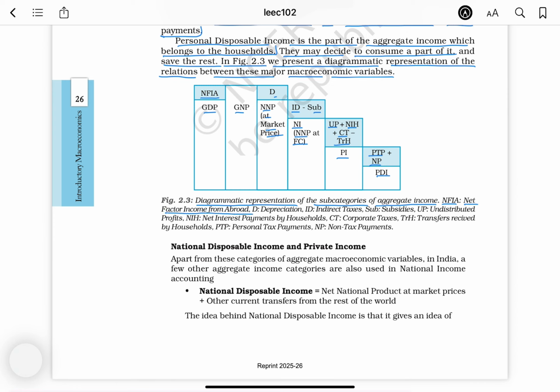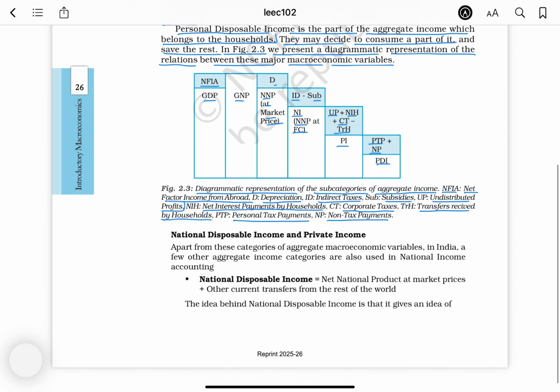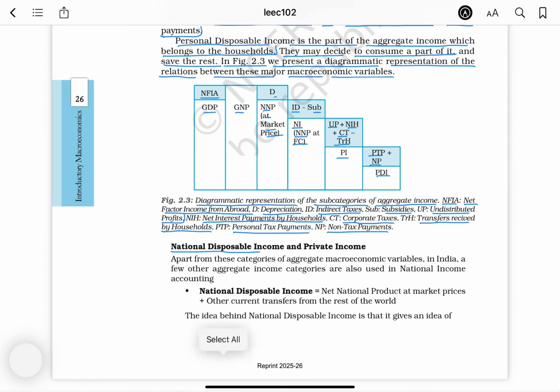NFIA is net factor income from abroad, how much income comes in from abroad. D is depreciation. ID is indirect taxes. Sub is subsidies. UP is undistributed profits. NIH is net interest payments by households. CT is corporate taxes. TRH is transfers received by households. PTP is personal tax payments. NTP is non-tax payments.